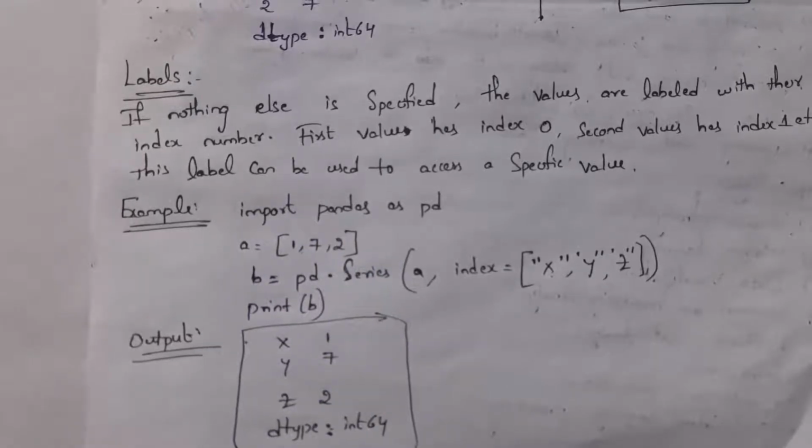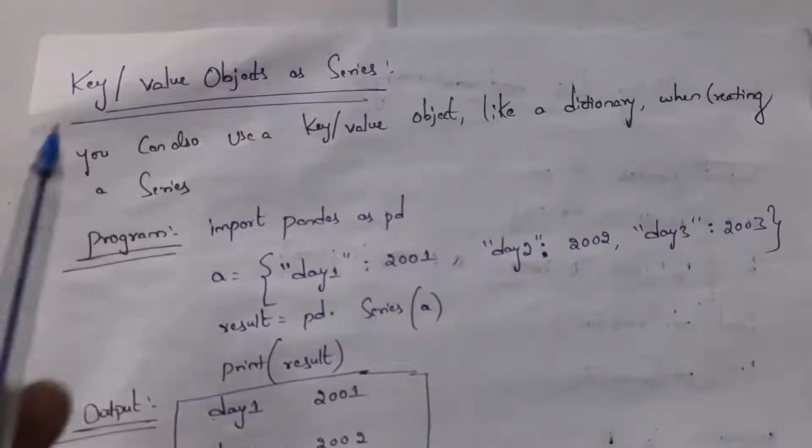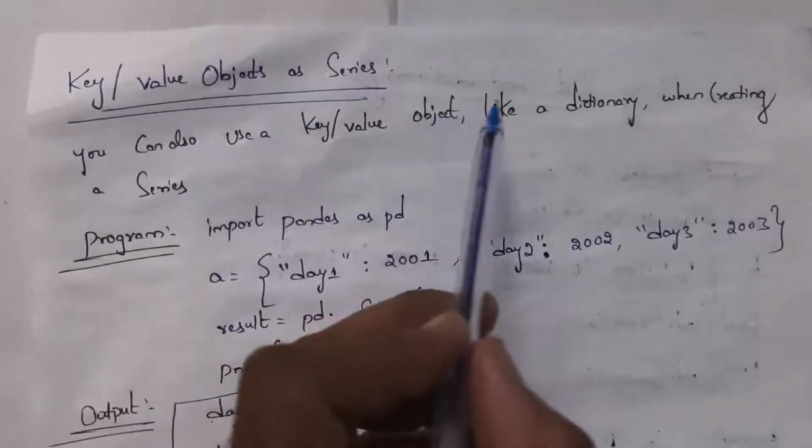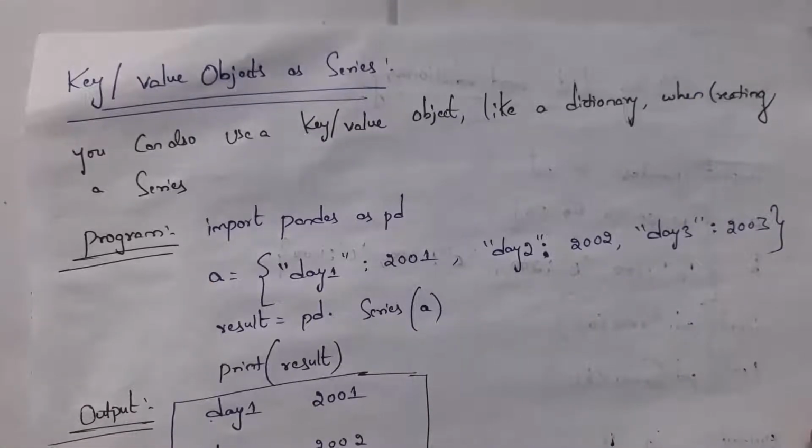I will give one more example. This time I will take dictionary values and then I will create a series. As we know, in dictionary we will represent data as key value objects. So you can also use key value objects like a dictionary when creating a series. This is simple example in order to create series using dictionary.